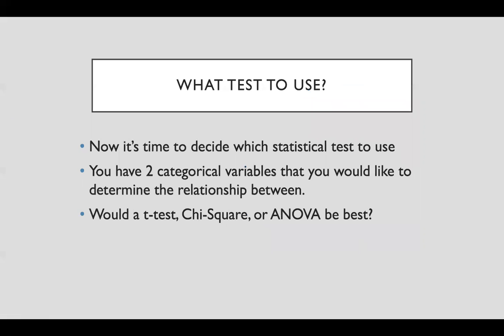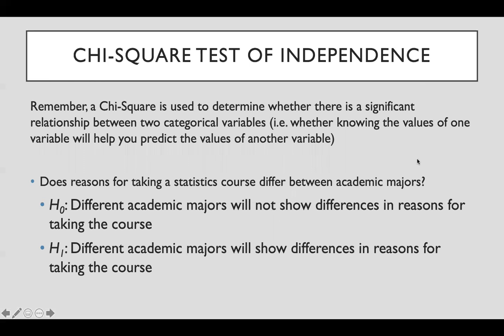So now that we've selected our data, we want to know what test we use. We want to compare 2 categorical variables to determine the relationship between them. I know it's been a bit, and we talked about a lot of these tests. Would we use a t-test, chi-square, or ANOVA? I know none of you can answer me, so I'm just going to give the answer. It's a chi-square test of independence.